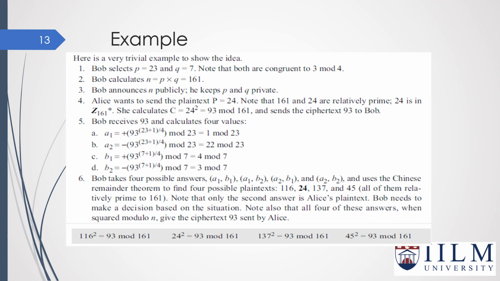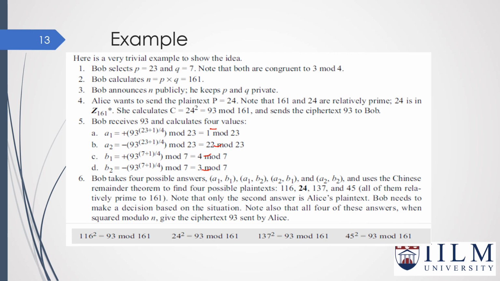Because it is quadratic, the decryption part is quadratic in nature and some quadratic residues are there, so we calculate four values. A1 equals 93 to the power (23 plus 1) divided by 4, mod 23, so this is 1, this is 1, 22, 4 and 3. So Bob takes four possible answers A1, B1, A1, B2, A2, B1, A2, B2 and uses the CRT, Chinese remainder theorem, to find four possible plaintexts 116, 24, 137, 45, all of them relatively prime to 161. Note that only the second answer is Alice's plaintext.